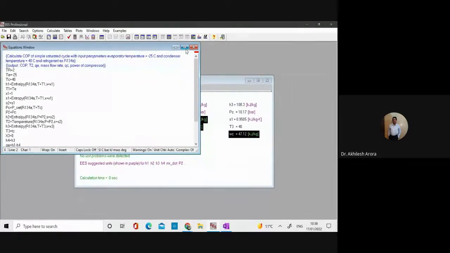Roll number 13, is anyone there? Roll number 13, are you there? Yes, sir. What's your name? Sir, Nitin. Okay. So tell me, if the evaporator temperature increases, whereas the condenser temperature remains constant, what will happen to COP?